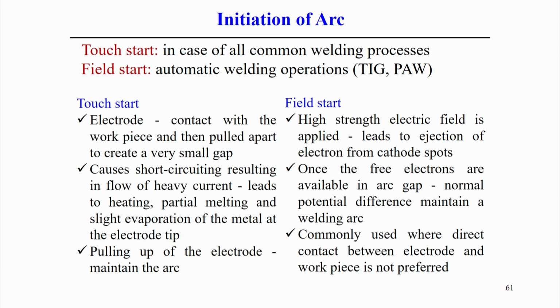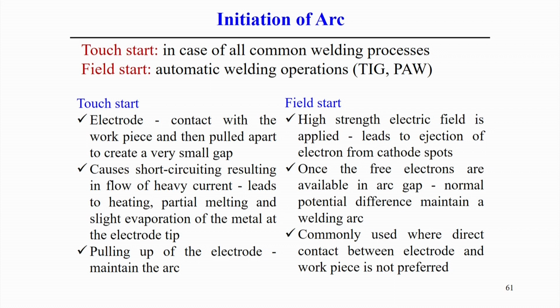So, touch start means simply touching the electrode to the workpiece material, starting the flow of the current, and then taking it away from the workpiece and maintaining a certain gap. By creating the arc, it maintains the electrical circuit, that means a continuous flow of the electrical current, and that gap mainly decides the amount of voltage required for this electrical circuit. This is the one way.